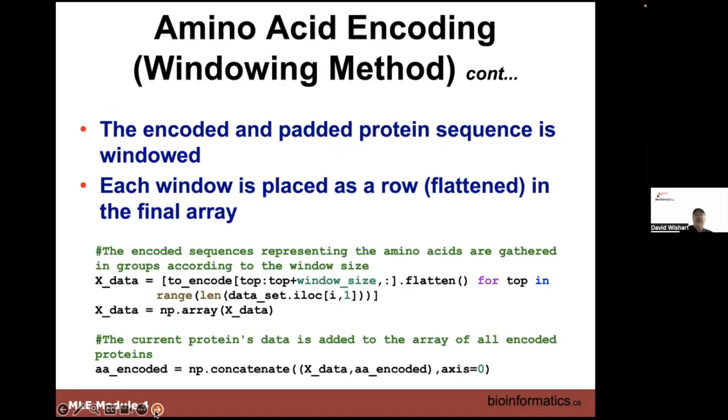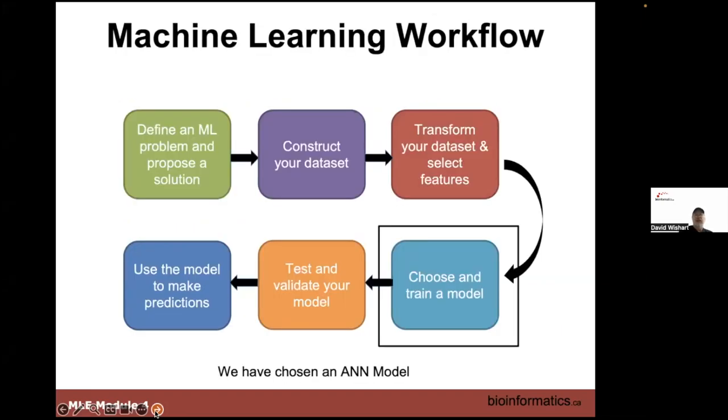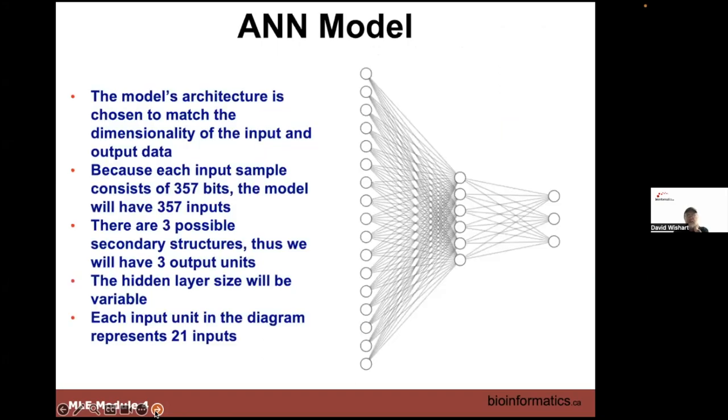We flatten it, so there's a flattening process, which converts a table of 21 by 17 to just a flat array of 357. We encode the secondary structures, as we talked about before, 0, 1, 0, 1, 0, 0, and so on. So that transformation process is somewhat similar to what we did for the irises, but more elaborate. And you can see how the size of the input vectors is huge compared to what it was for the iris. We're supposed to choose a model. We've already chosen an artificial neural net. We could have encoded it for a convolutional neural net or a graph neural net maybe, but we're keeping things simple, so we've chosen the artificial neural net.